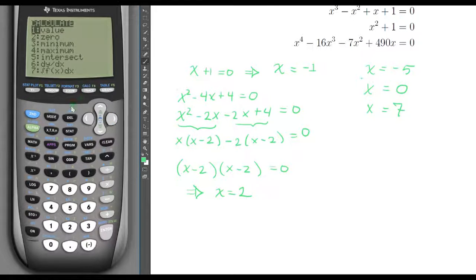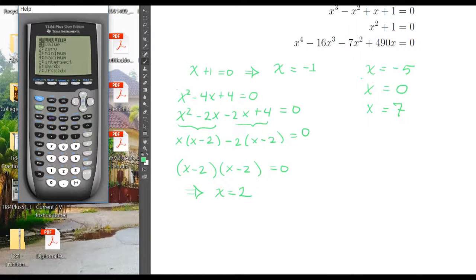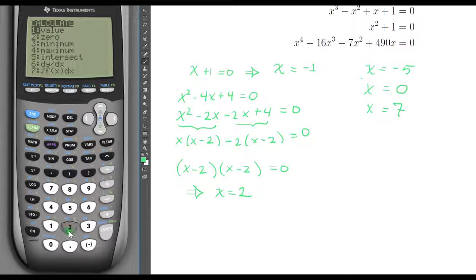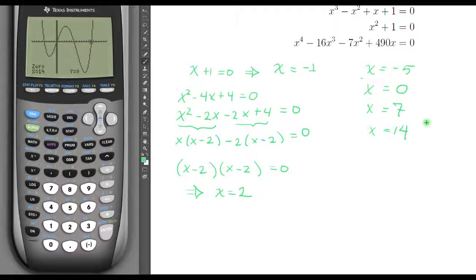Let's go again, second trace. Sorry about that. 2. Left bound here. Enter. Right bound, not too far. Let's enter. And guess, and it's 14. Okay. And that's how you will find the zeros or the solutions of these polynomials using your calculator.